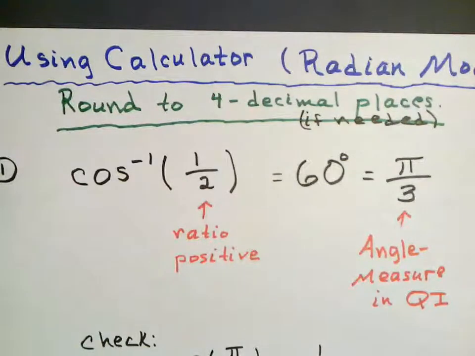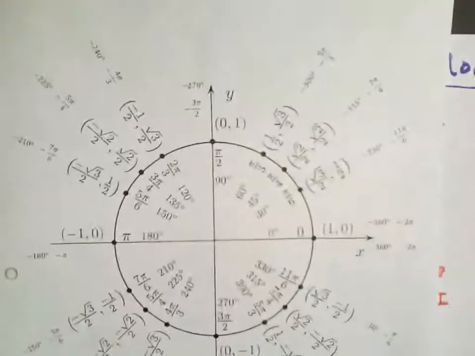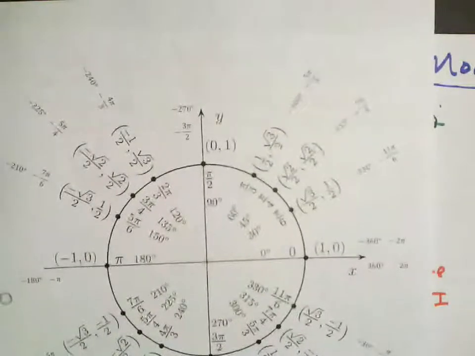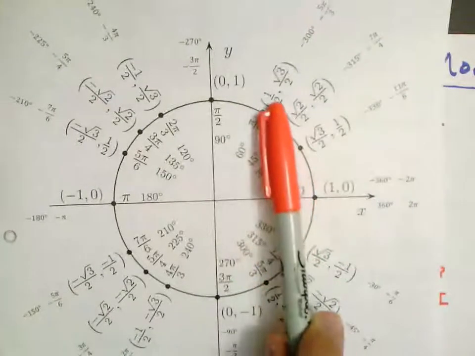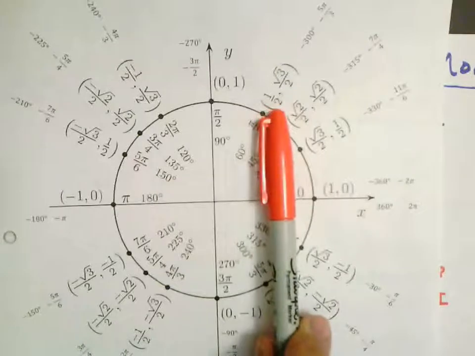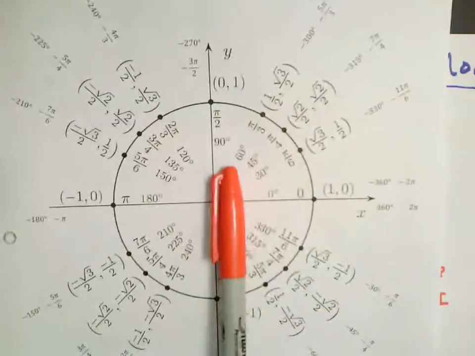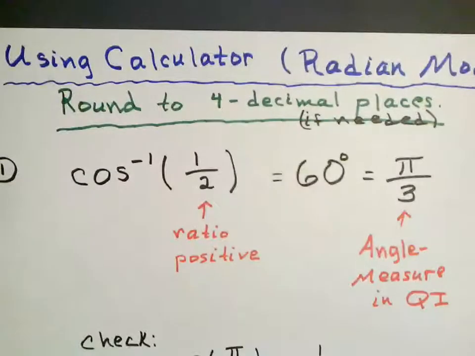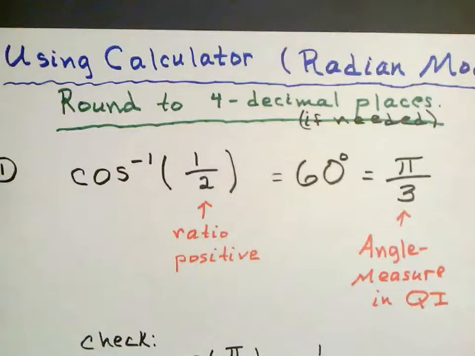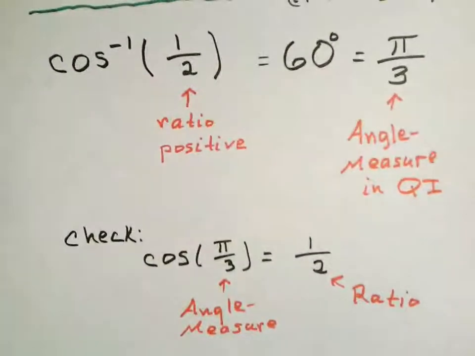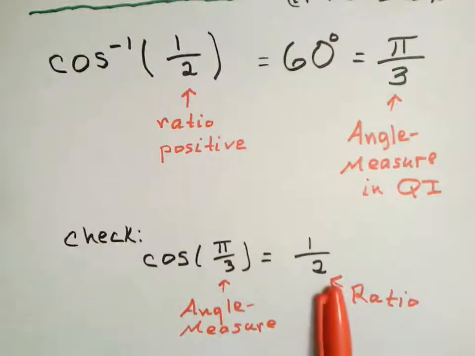So it's going to have to be in the first quadrant. So let's look at our unit circle. Here we're in the first quadrant, and remember, cosine is the x-coordinate. So right here is an x-coordinate where we have a half for the cosine, and that's 60 degrees, which is pi over 3. And that's what we have here, of a positive ratio. The angle is in the first quadrant. And we can check our answer by taking the cosine of the angle to see if we get that ratio, and we do.